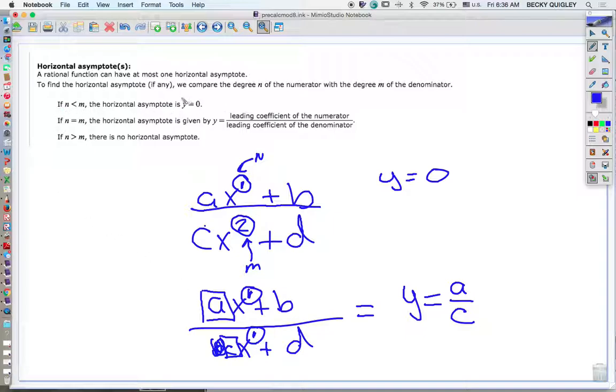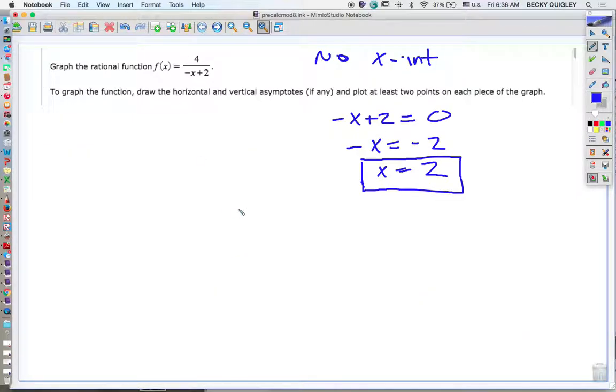So I highly recommend keeping this handy while you're going through these until you memorize it, because it is going to save you some time just to be able to pull out your notes and see, okay, I know how to find that horizontal asymptote. So let's go back over here.